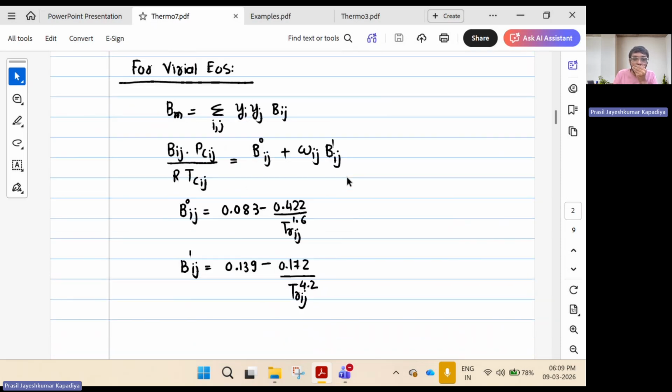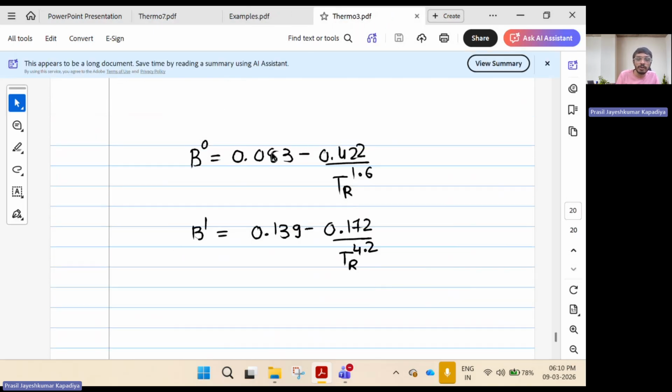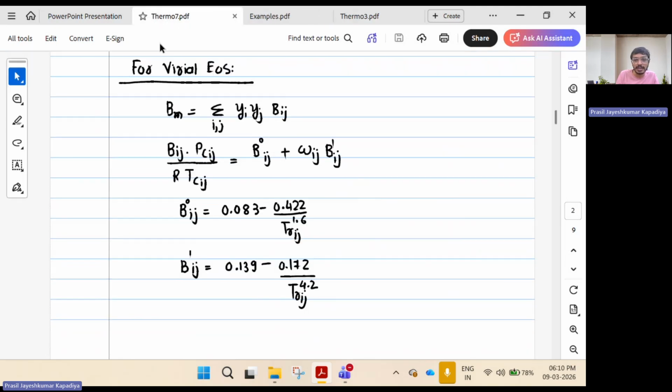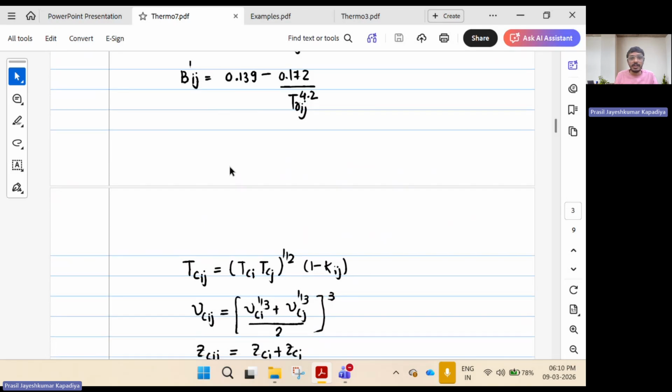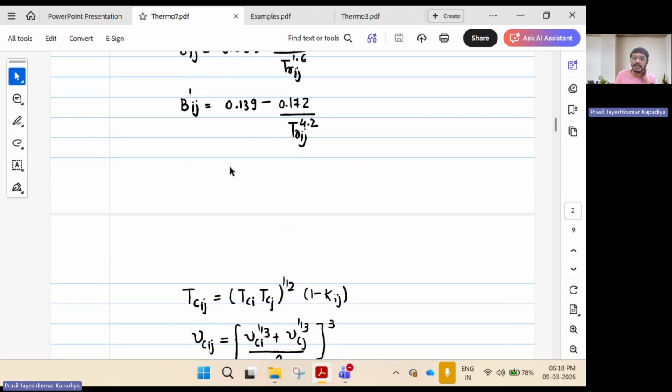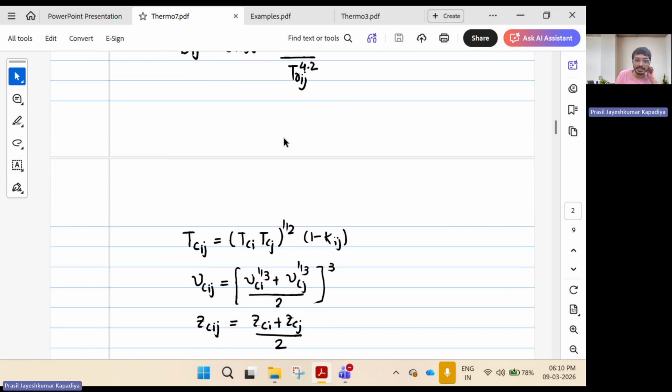Now the first important thing is to know B naught and B prime. B naught, when we were dealing with a pure component, was 0.083 minus 0.422 divided by TR raised to 1.6. So when we are dealing with a mixture, we need to find this TR mixture. What is TR mixture? TR is the reduced temperature, that is nothing but T divided by TC. So to find TR, we need to know the mixture TC.